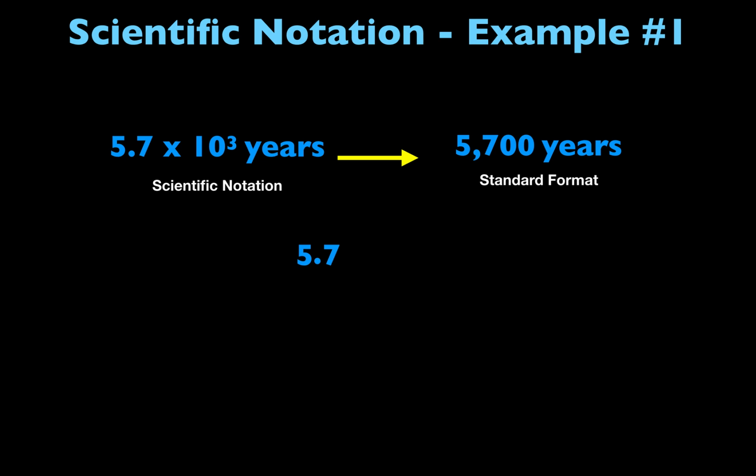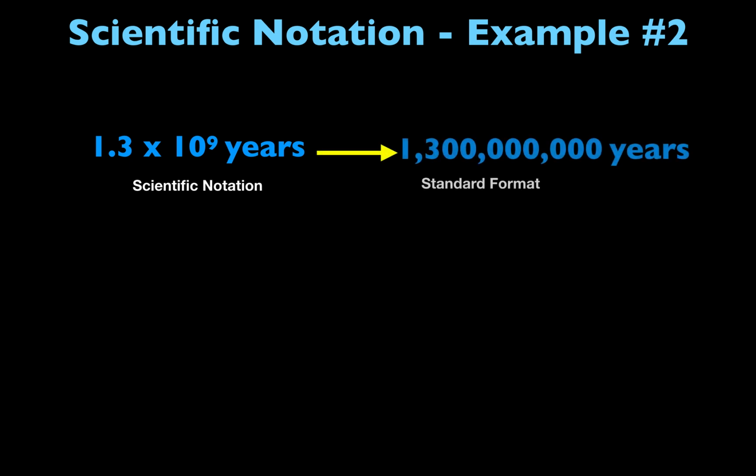A lot of students think that the 10 to the third power means you add 3 zeros to your number. But you'll notice that 5,700 doesn't have 3 zeros. That's because the 3 in the exponent means 3 decimal places. So take a look. If we move 3 decimal places, 1, 2, 3, you fill in those remaining spots with zeros, and we get to 5,700 years.